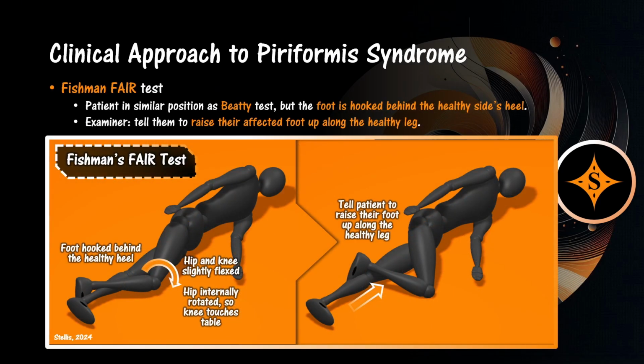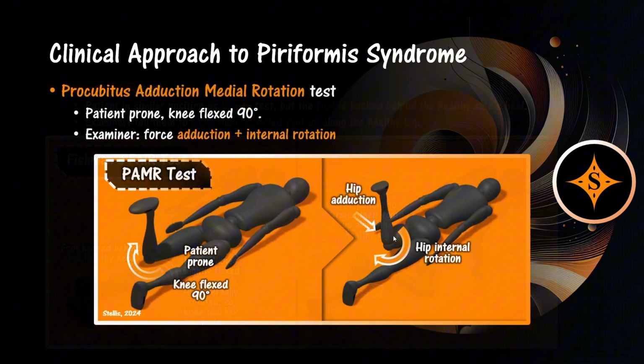Fishman fair is basically a similar position, but instead of the foot staying just behind the leg anywhere, this time the foot has to stay behind the heel of the healthy side. And then tell the patient to move this foot upward along the leg. If this induces the piriform pain, that's a positive result.